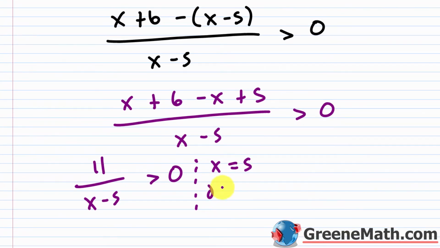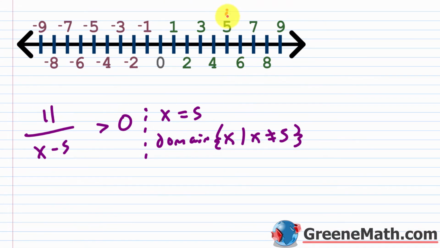Now, I want to note here again that your domain is going to be the set of all x such that x is not going to be 5, right? It can't be this value because if you plug a 5 in for x, you're dividing by 0, and that's undefined. So coming to the number line, let's look at 5.